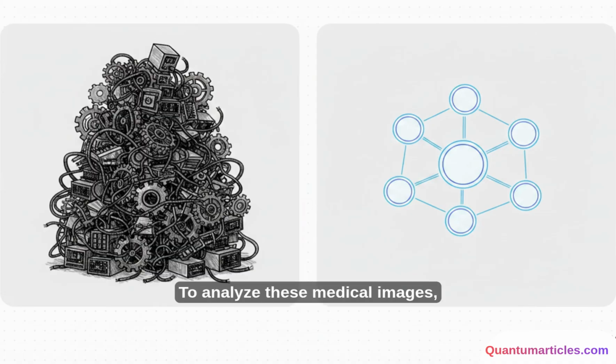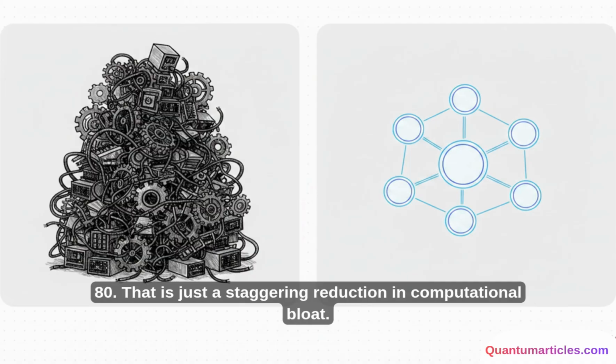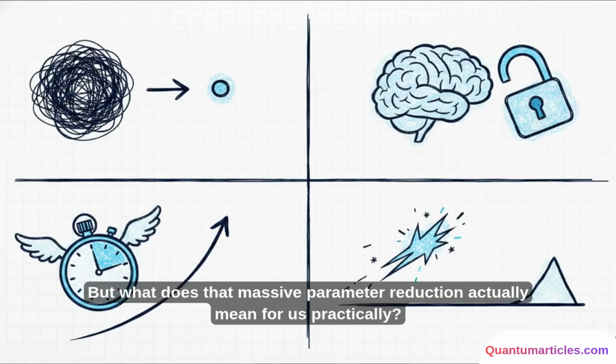To analyze these medical images, the classical vision transformer required 512 trainable parameters. The quantum compound transformer, it needed a mere 80 parameters. 80. That is just a staggering reduction in computational bloat. But what does that massive parameter reduction actually mean for us practically?